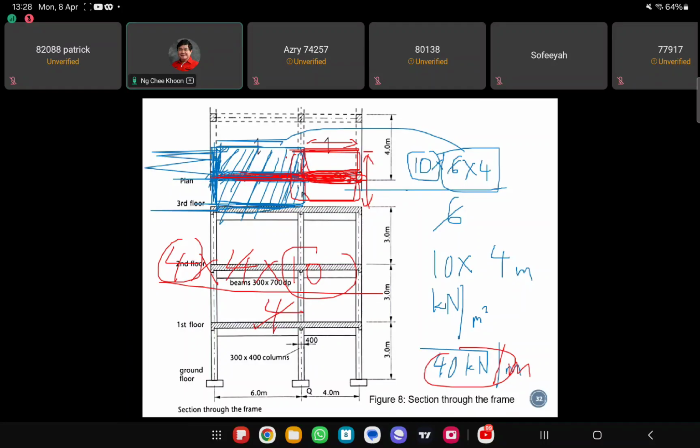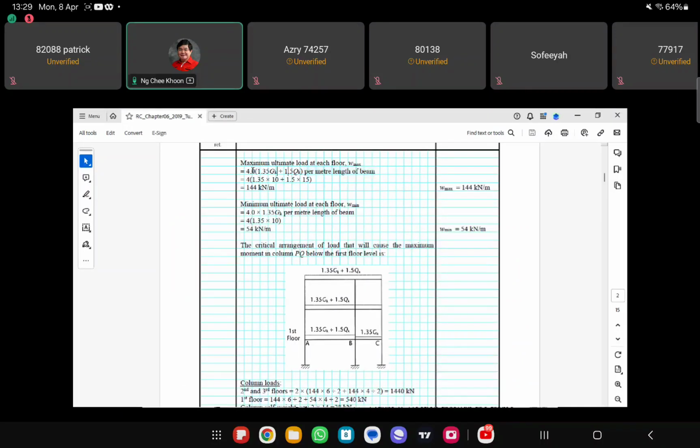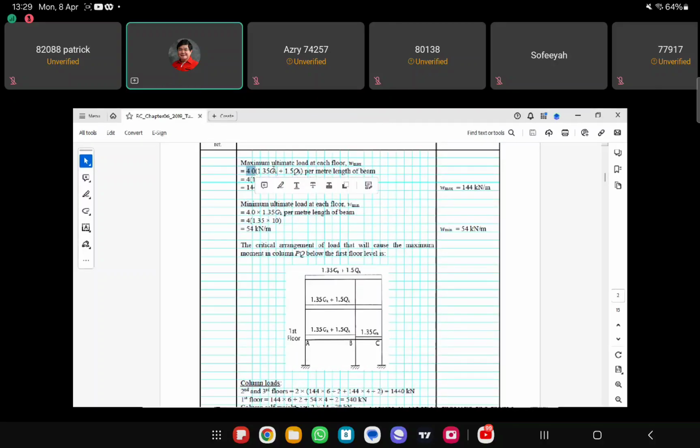So you don't have to calculate for 2 times. We just say that the load per meter length on the beam will be just the area load multiplied by the width of 4 meter. As you can see here, isn't it? 4 by 10, and then this is also 4 by 10, right? So this is how we get the 4, okay? And then multiply by 10.